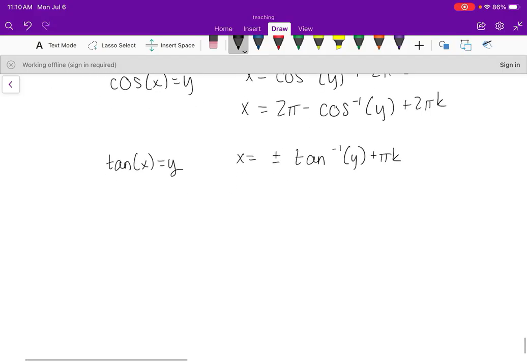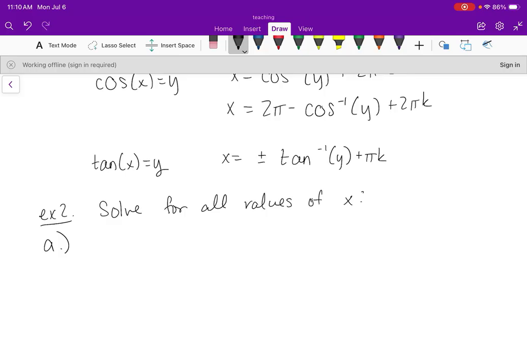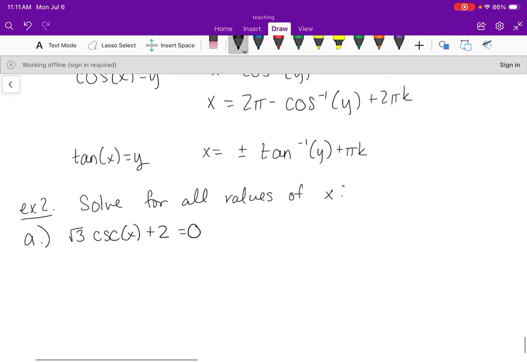So next in this section, I want to talk a little bit about reciprocal functions. I don't think we have to do very many. I'll just say example 2. I'm still just going to say solve for all values of x. I'll probably do 2 of these. So we'll do a cosecant one: square root 3 cosecant x plus 2 equals 0. Do that one.